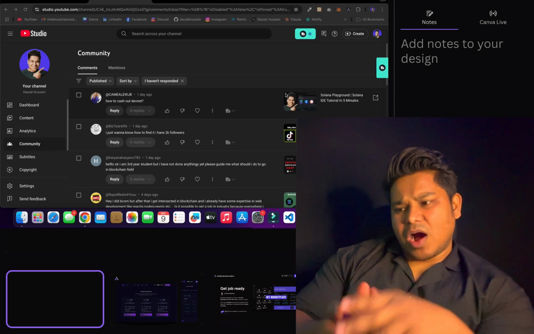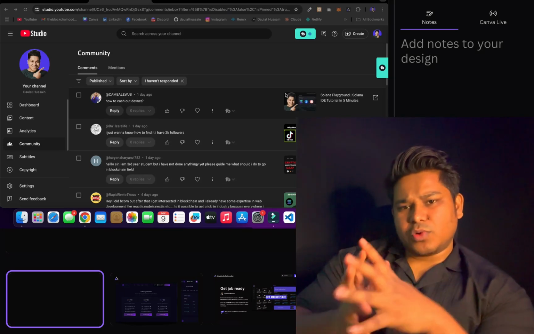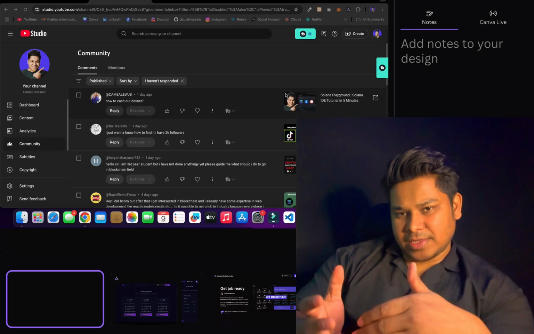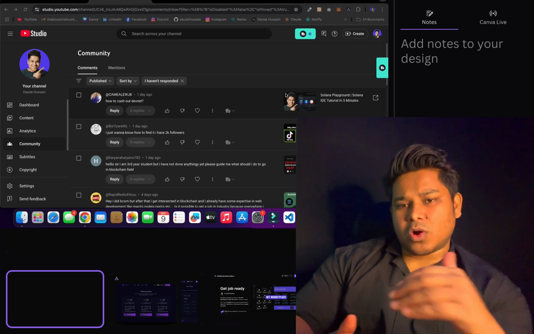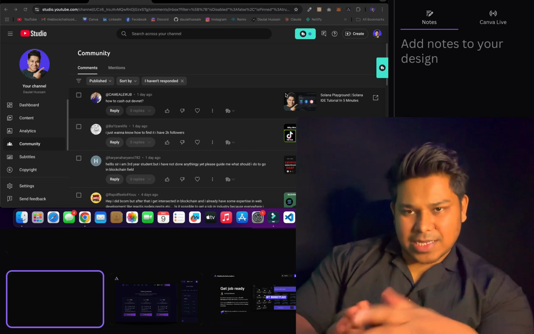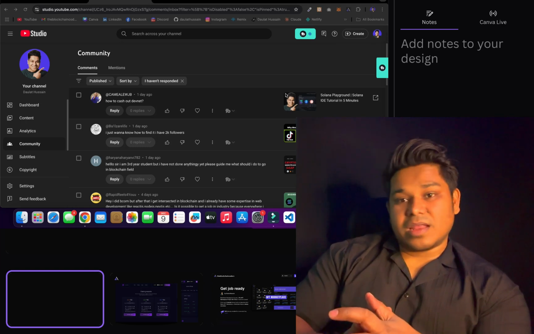So the question we have: how to cash out Devnet. First of all, you have to understand what this Devnet is, why it exists, and how we can utilize it for testing a smart contract and building something on top of the test network, like a decentralized application. You cannot make any money out of it.